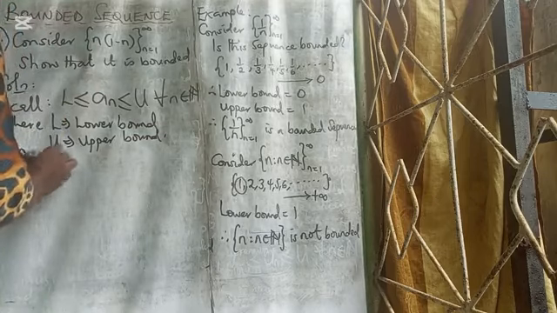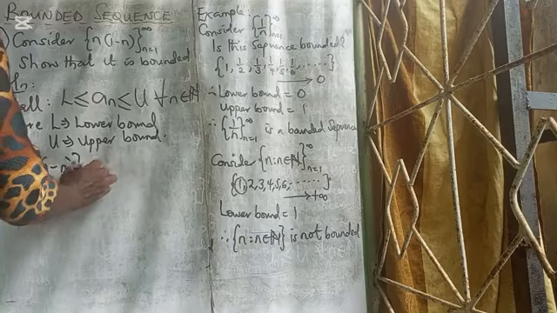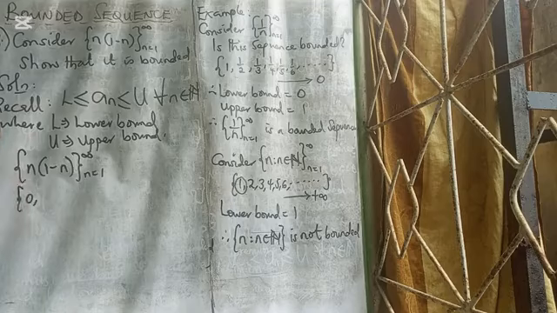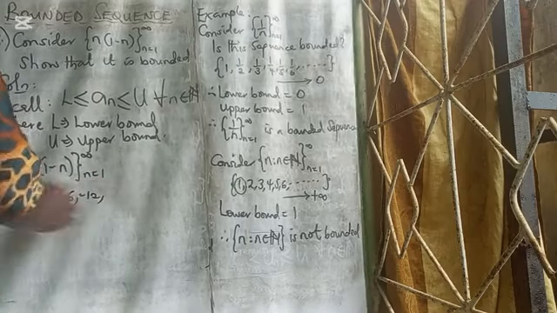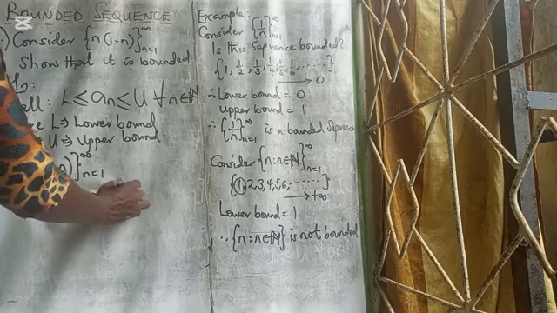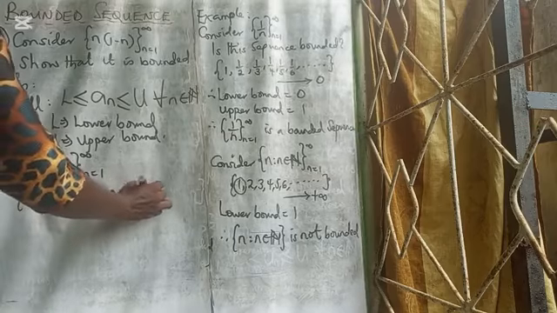Having recalled the definition, we now come back to our sequence, n times (1 minus n) as n moves from 1 to infinity. What are the terms of this sequence? The first term is 0 when n is 1. When n is 2, we have minus 2. When n is 3, we have minus 6. When n is 4, we have minus 12. When n is 5, we have minus 20. When n is 6, we have minus 30. And like that.